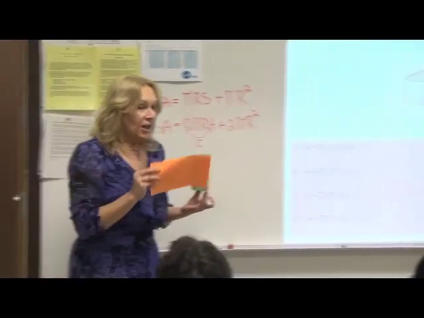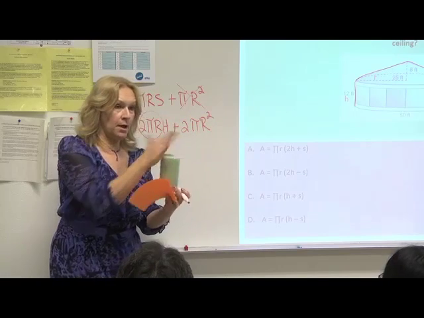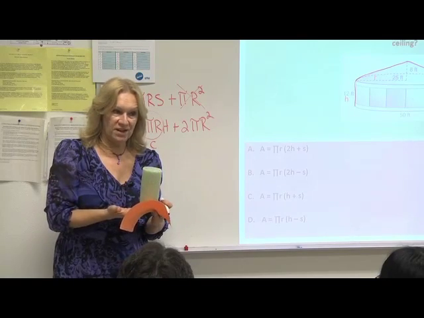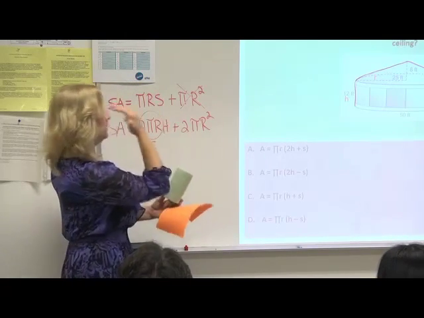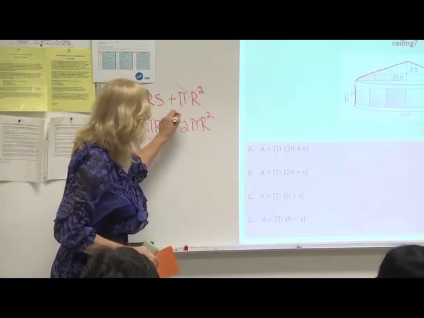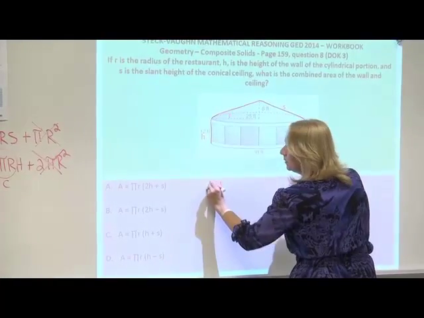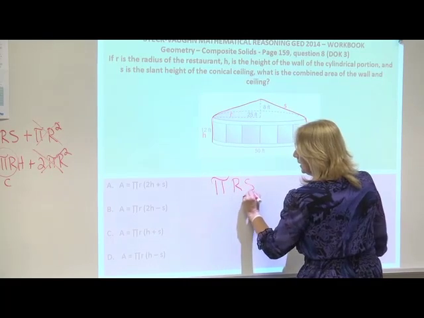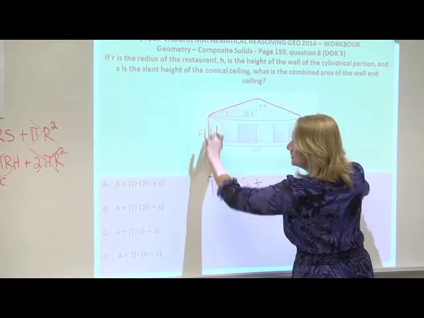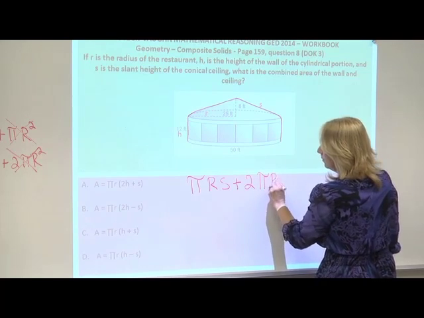Okay? That's a wall. Then they're adding two circles, the top and the bottom. For this restaurant, do you need to know that? No, right? You don't need the top and the bottom. I just want the surface area. I don't need this. I don't need this. You need to customize your formulas to your questions. Pi R S, which is this, plus this, which is 2 pi r height.